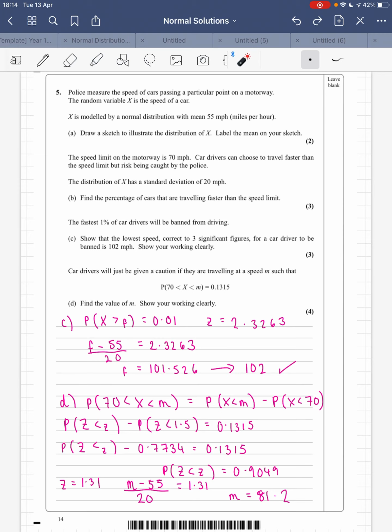0.9049. Now I have to use the tables and go backwards to find out what the value of little z actually is. So I find 0.9049 in the table and read off my value of z, which becomes 1.31. And then using the code, if I take m and subtract the mean, divide by standard deviation, I get a value of z, which is 1.31. I solve that to find what m is, and m is 81.2. I didn't have to round it, it was just 81.2. And that's the answer, that's it done.